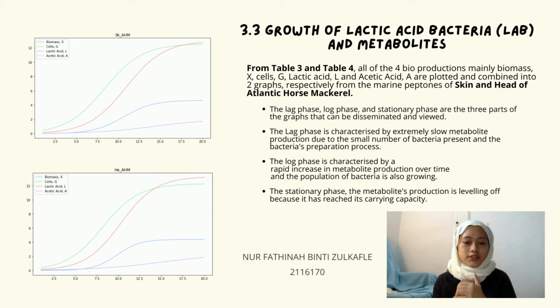For this part, it shows the graph that was made using table 3 and table 4. And the graph can be disseminated into 3 parts, which are the lag phase, log phase, and stationary phase. The lag phase is characterized by extremely low metabolite production due to the small number of bacteria present, and the log phase is characterized by a rapid increase in metabolite production over time. And lastly, in the stationary phase, the metabolite production is leveling off because it has reached its carrying capacity.